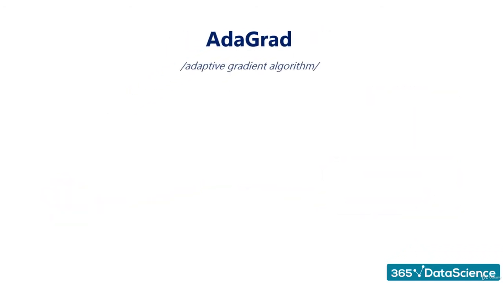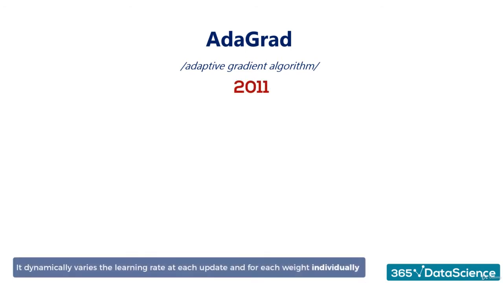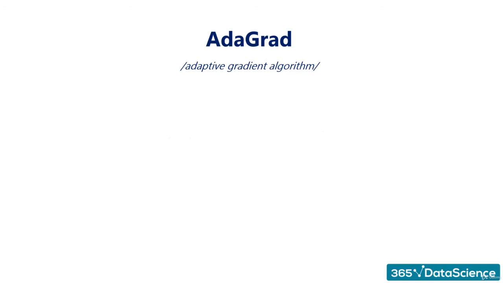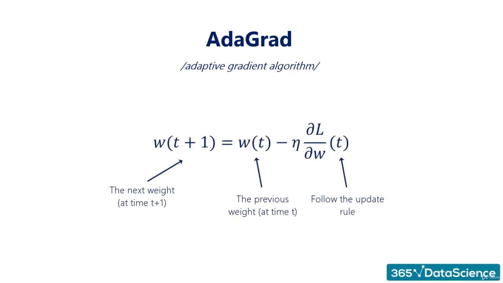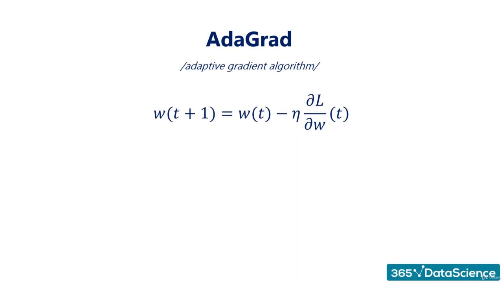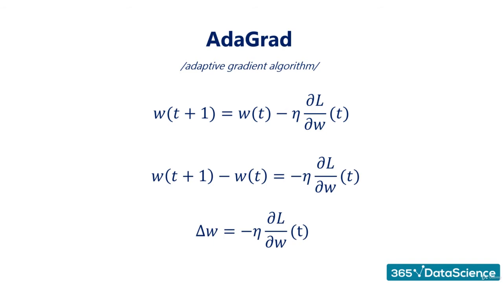AdaGrad is short for Adaptive Gradient Algorithm. It was proposed in 2011, so it is new. It dynamically varies the learning rate at each update and for every weight individually. So, the original rule was, stated otherwise, the change in W equals minus the learning rate times the partial derivative of the loss with respect to W. Nothing new so far.